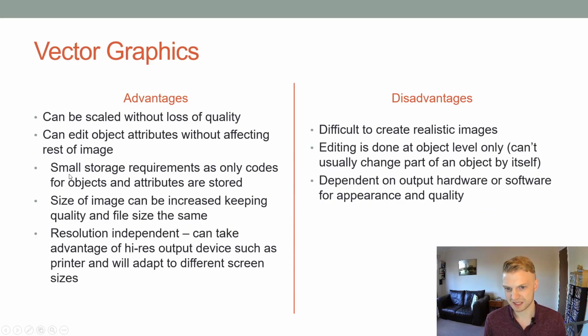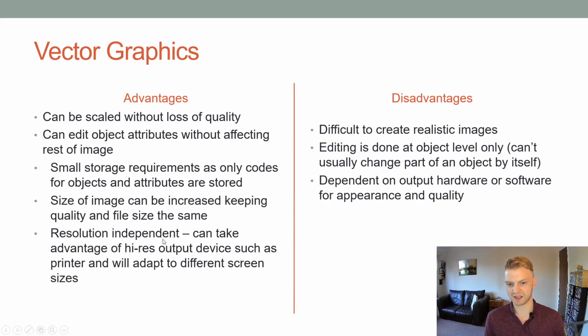The objects themselves have small storage requirements, and normally it's very, very difficult for a vector graphic to have a bigger file size than a bitmap. You can change the size of an image as you please, and it doesn't increase the size. So if you make a circle bigger, it doesn't affect memory whatsoever. If you added more circles, it's going to increase memory slightly, but changing the size won't matter.